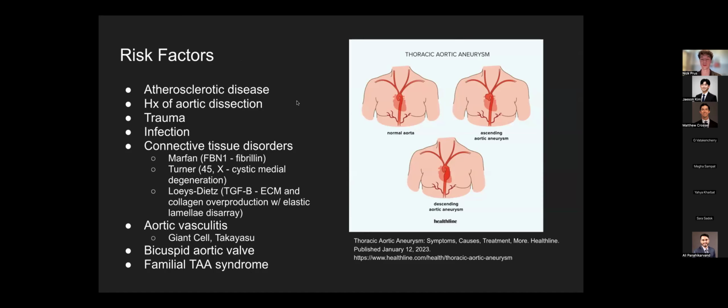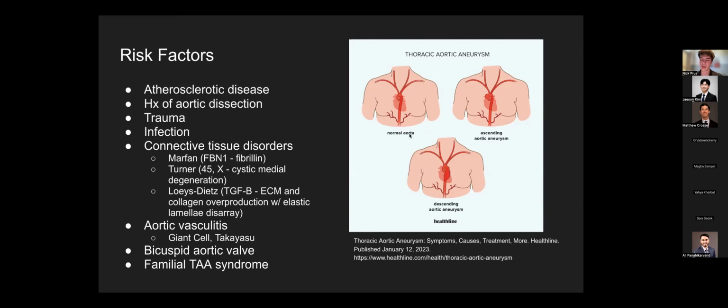Connective tissue disorders also have a strong link with TAAs, so Marfan, if there's a mutation in the FBN1 gene, which codes for fibrillin, Turner syndrome, which can lead to cystic medial degeneration, also mutations in TGF beta. So this could lead to ECM and collagen overproduction. In addition to this, patients who have aortic vasculitis, such as GCA and Takayasu, are more prone to developing TAAs. Also bicuspid aortic valve patients, and if a patient has a familial history of TAA syndrome.